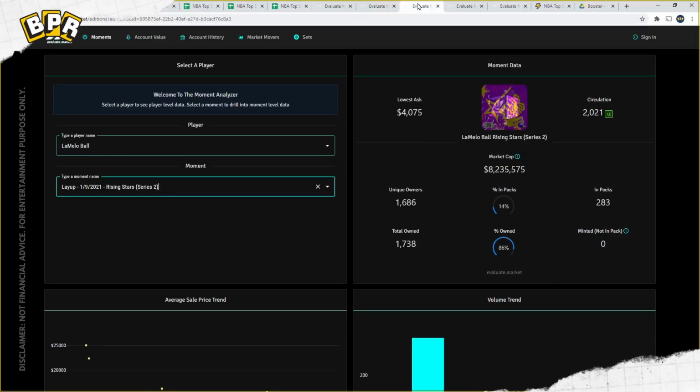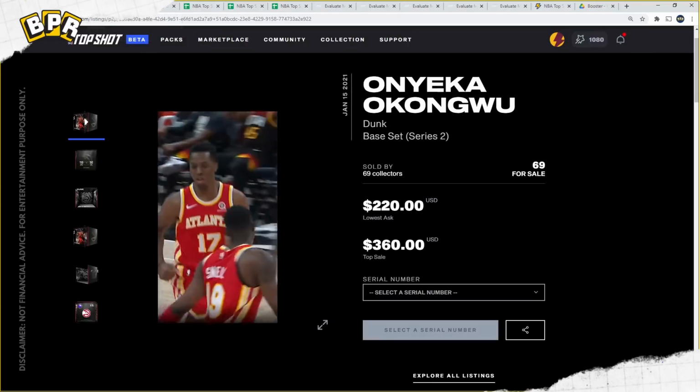Okay, so the next player is LaMelo Ball. This is his latest one. This is his Rising Star. Let's take a look at the marketplace right now quickly.